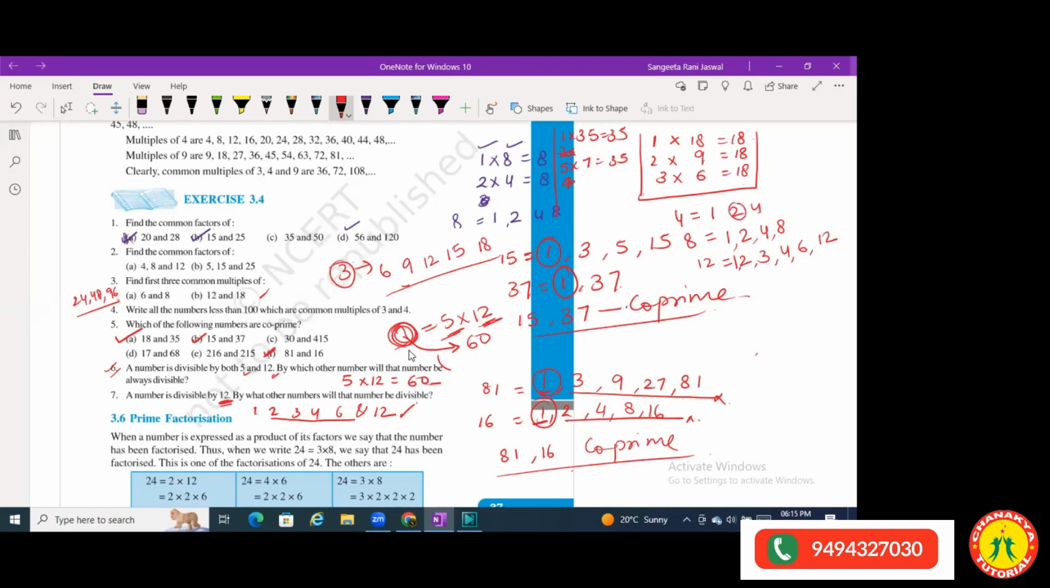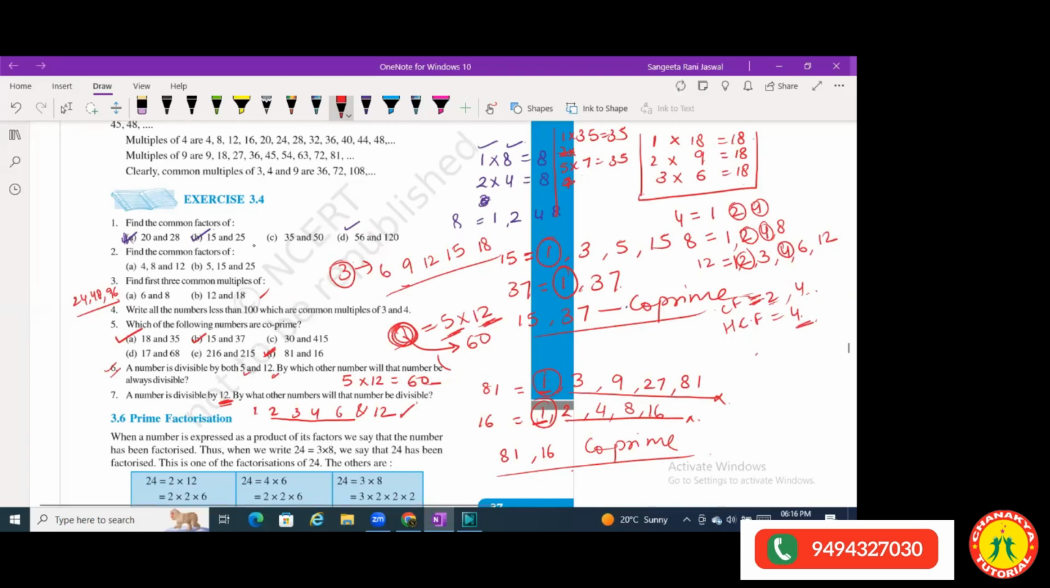Now, what are the common factors? See, 2 is common here, here, and here. 4 is here, here, here. So that means 2 and 4 are the common factors. If somebody asks you which is the highest common factor, the highest of the two numbers is the highest common factor. Among 2 and 4, which is the highest number? 4. So that becomes the highest common factor.